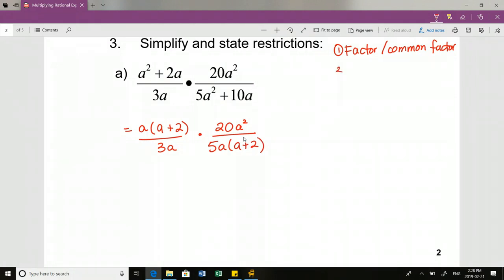Okay? Next, before I start canceling anything, I'm always going to restrict the variable. So write your restrictions. Maybe we can just write them right underneath here. The variable's a, so we'll have restrictions on a. So a cannot equal 0. 0 is one of them, yes. That's produced from these two right here. And negative 2, good, that's from this. Lovely.